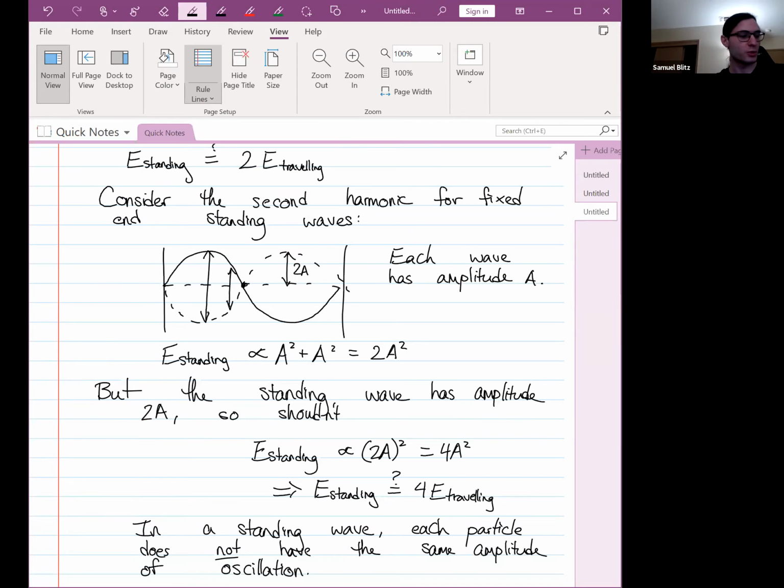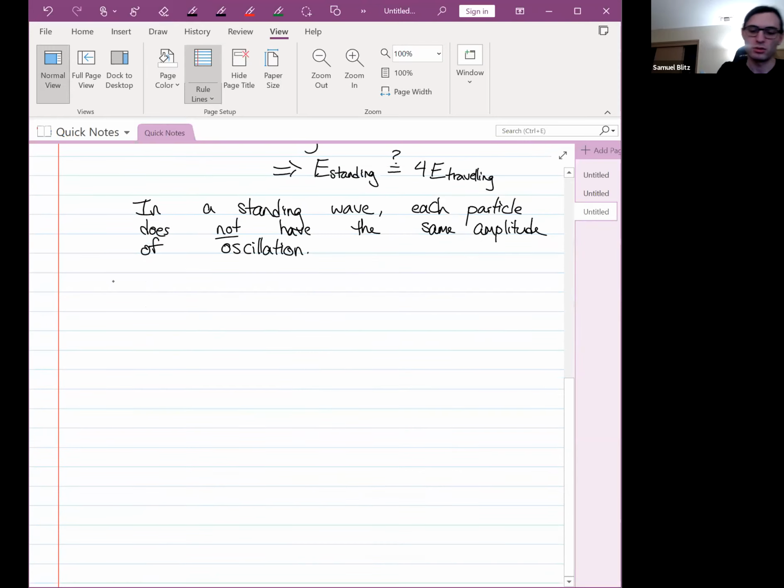And the way that we do that is we have to integrate, just as we did before. We integrate the energy of each particle to compute the total energy. We need to write down the energy of a single particle in terms of its amplitude, which will depend on its position. And then we can use that to find the total energy.